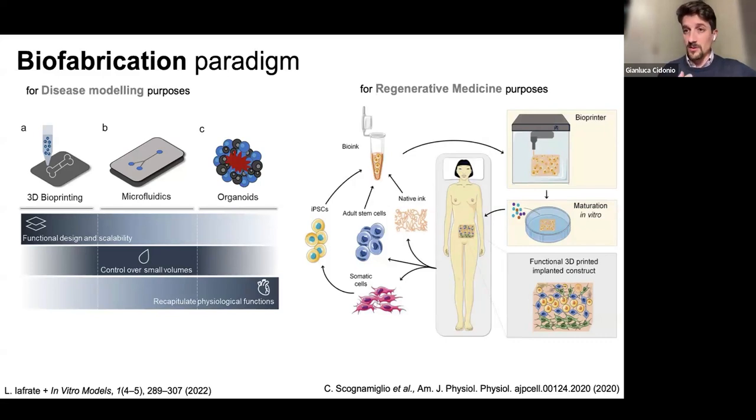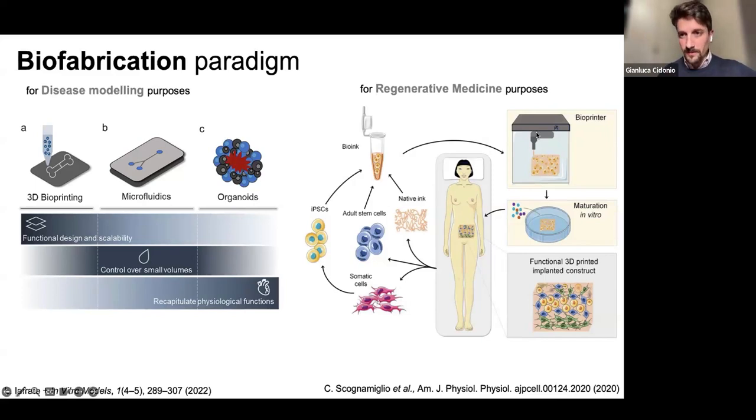At the same time, we can use this complex environment, the ability of 3D printing, to create a new implantable tissue that can be implanted back into the patient using the patient's own cells, for example adult stem cells or induced pluripotent stem cells, combined with inks, so-called bioinks, to print the actual tissue, mature it in vitro in the lab, and then have it readily functional and implantable into the patient in need.